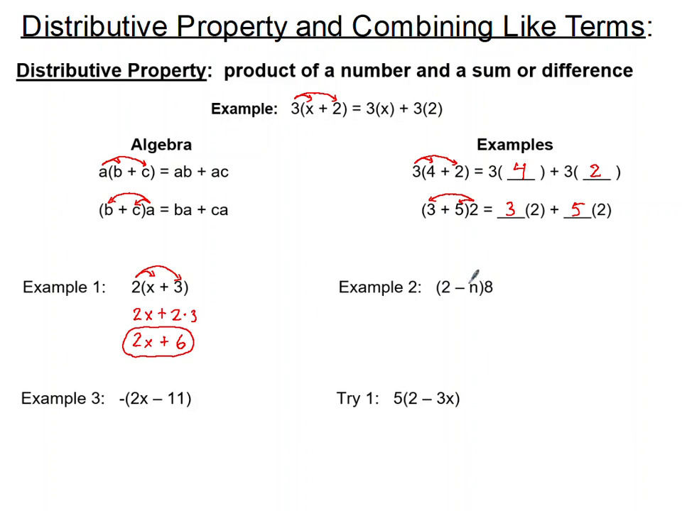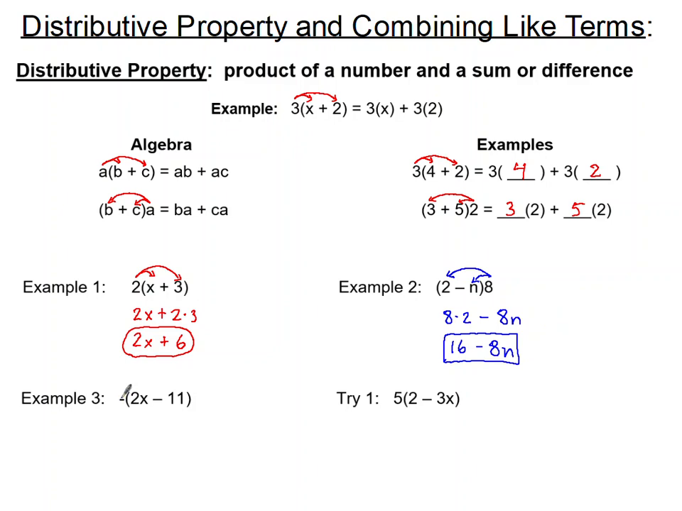Let's try example 2. Things look a little bit backwards, but it's still okay. We're still multiplying the 8 to this piece and the 8 to this piece. So 8 times 2, I'll put a little dot, and a minus sign this time, and 8 times n. I like my number to come first and then my variable. 8 times 2, of course, is 16, minus 8n. Simplified.